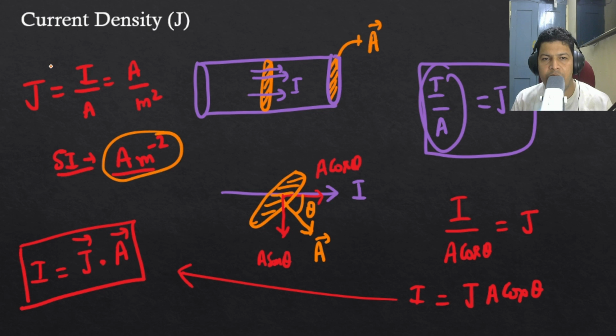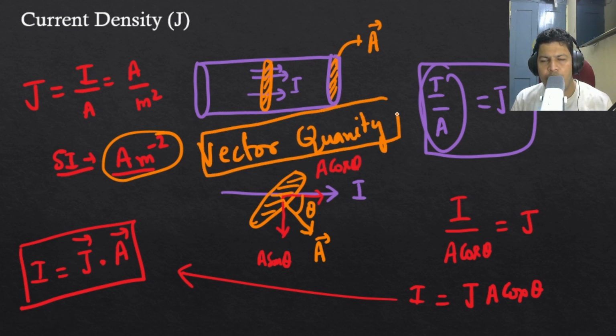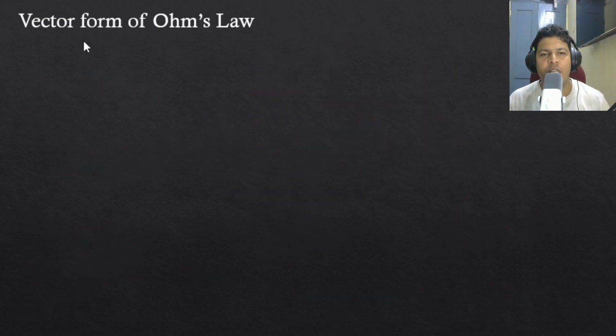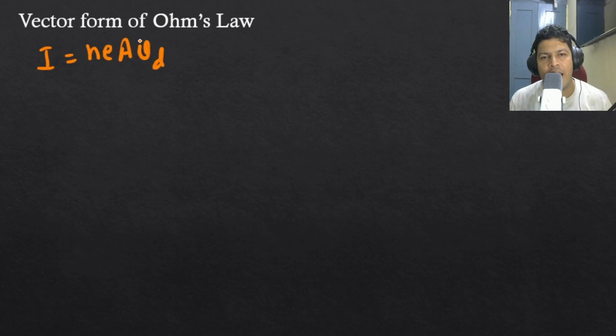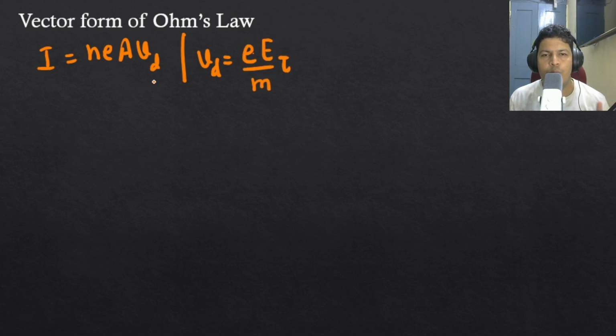Please remember, this current density is a vector quantity. Many a time they ask the question, which type of quantity is it? So it's a vector quantity. Students, once there was a question based on this topic, that is the vector form of Ohm's law. Let's derive the form. Again we will do the same thing. We'll have two equations, I equals n e A v_d, and v_d equals eE over m times tau in magnitude. Using these two equations, we will again go for an equation which will give the vector form of Ohm's law.